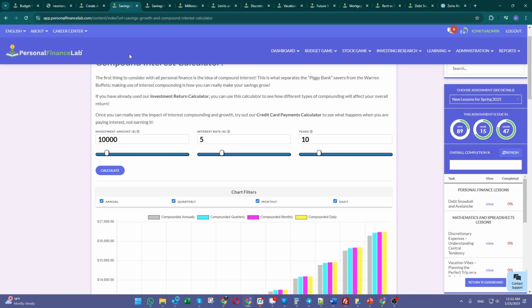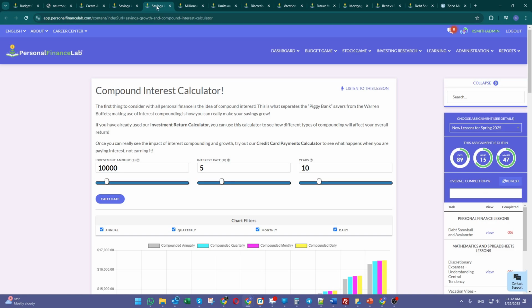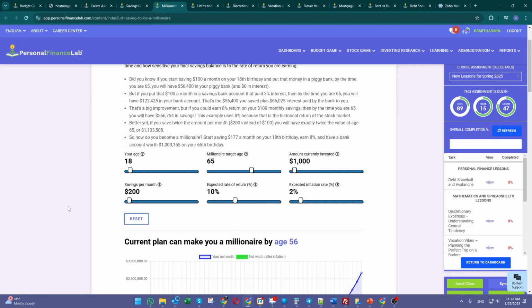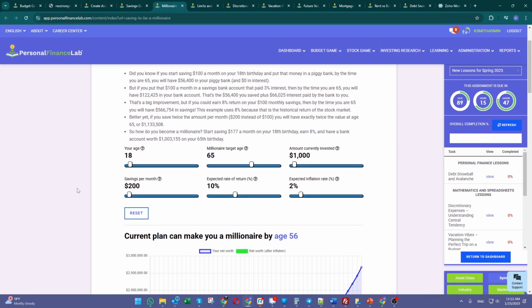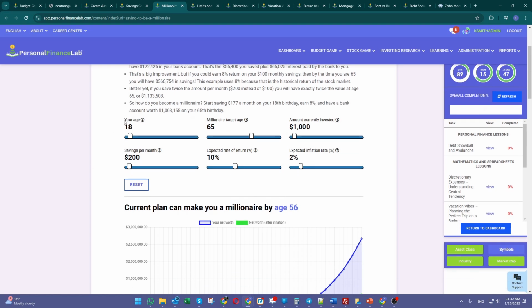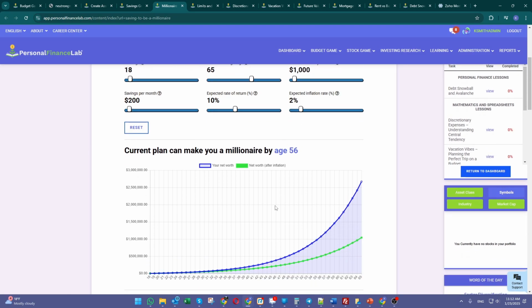The next new one is the Saving to Be a Millionaire calculator. Oh, I already had it open apparently. This calculator has always been one of our most popular ones. It helps students visualize how much they need to save every month to save up $1 million before they retire. So what's your age, what age you want to be a millionaire at, how much you currently have invested, how much you can save per month, what rate of return, and what inflation rate. Then they see the calculation down here showing the raw amount they're going to get based on what they're trying to do, and after inflation it also shows how much that's going to be worth in real purchasing power.